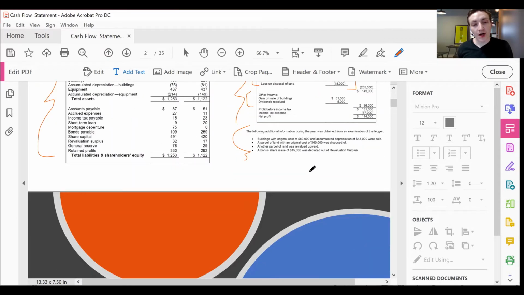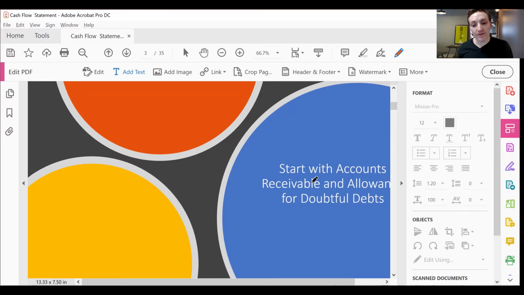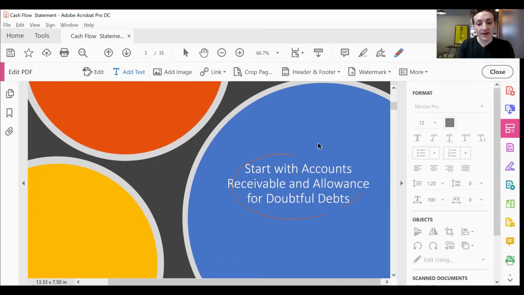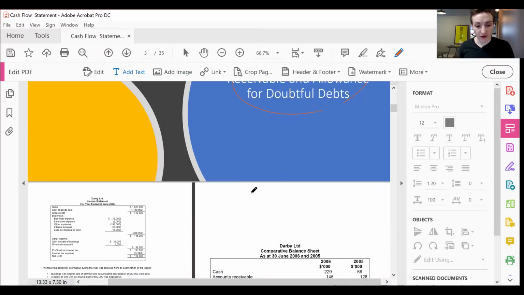statement. So the first thing that we might want to start off with is, for example, accounts receivable and allowance for doubtful debts. This is a reasonably good place to start because it enables us to get things such as the cash flows that we are getting from customers, which is going to be a core source of cash flow when we're trying to analyze our cash flow statement. So that's what we're going to start off with.